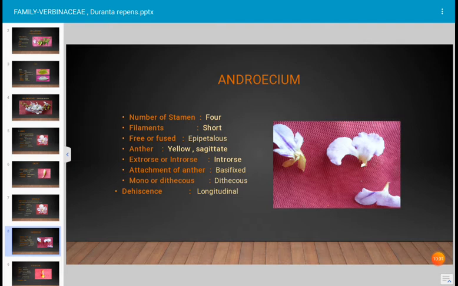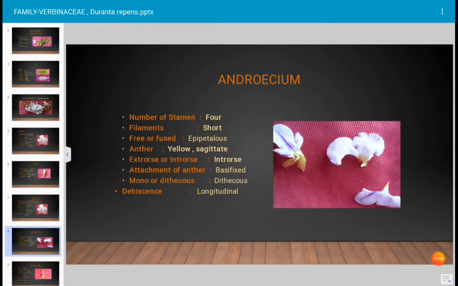And anther is yellow. Anther is yellow colored. And sagittate. What is sagittate? Sagittate means arrowhead shaped structure. Okay. And the anthers are introrse. What is introrse? Introrse type of anther means that it releases its pollen grains towards the center of the flower. That is introrse condition.